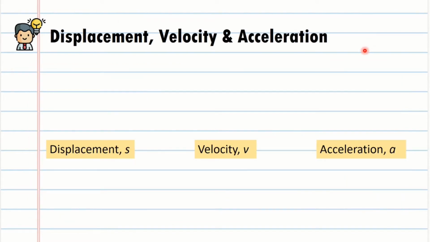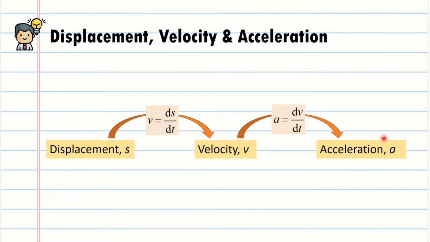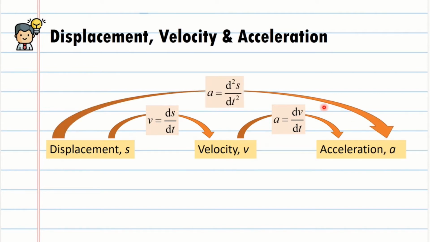So in summary over here, linking the ideas of displacement, velocity, and acceleration. Earlier on, we said that to get our velocity, we will do our differentiation from displacement. And to get our acceleration, we will do our differentiation from velocity. And to get acceleration, we could do 2 times of differentiation. That means the second derivative from displacement itself. Idea about how we can get velocity and acceleration by differentiation.